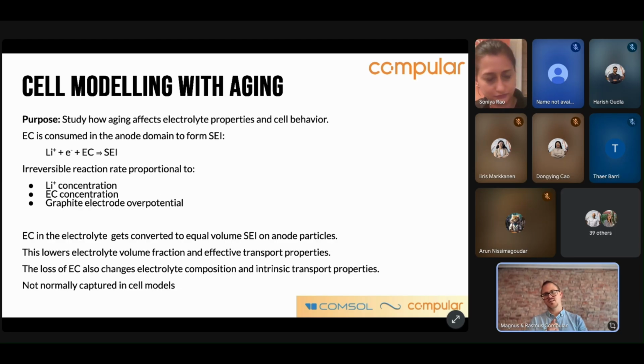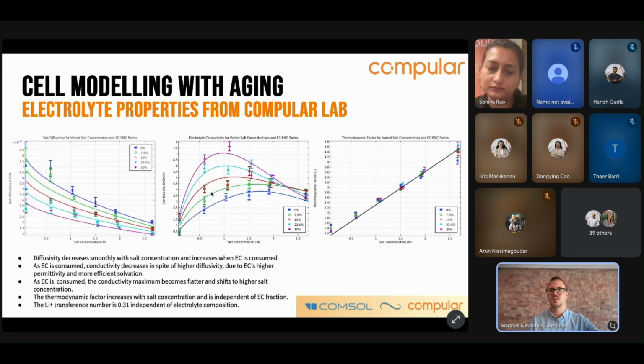So that's one effect. But what we also do here is that as we consume EC, we will get a different composition, a different solvent mixture. And this directly affects the intrinsic transport properties of the electrolyte, which is also something that we can capture by MD simulation. And this is the kind of thing that even if you do something ambitious like looking at aging in a P2D model, you wouldn't normally capture the effect on the electrolyte rheology.